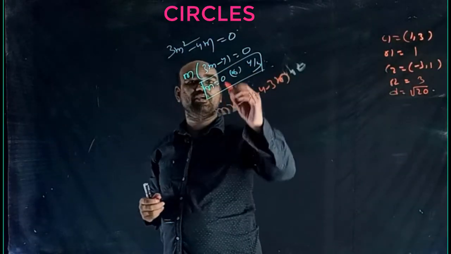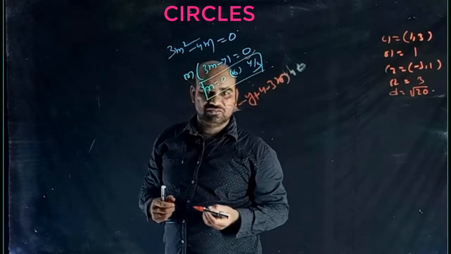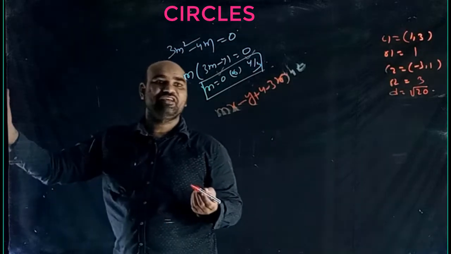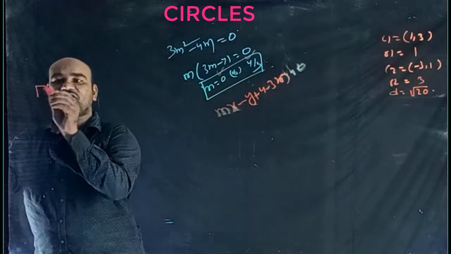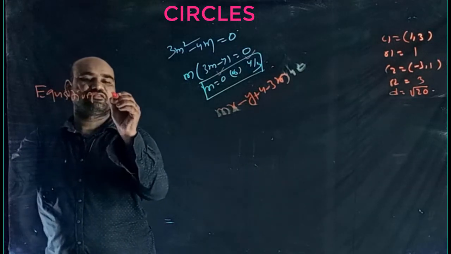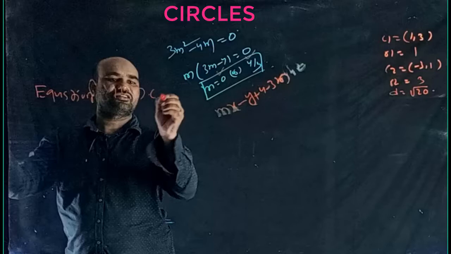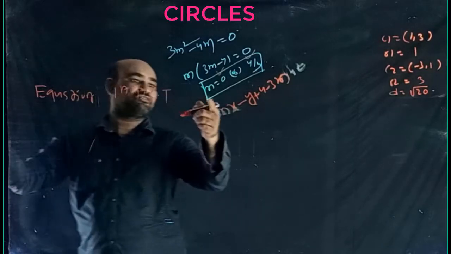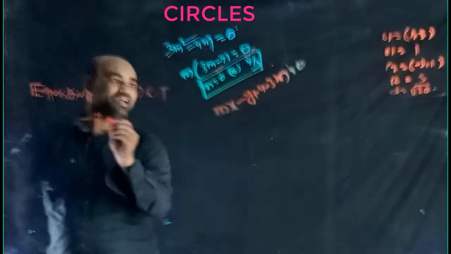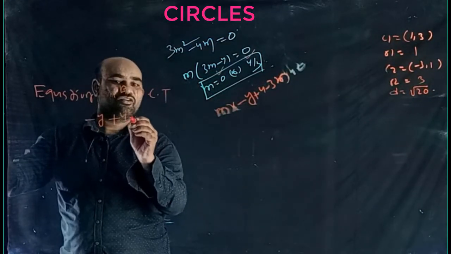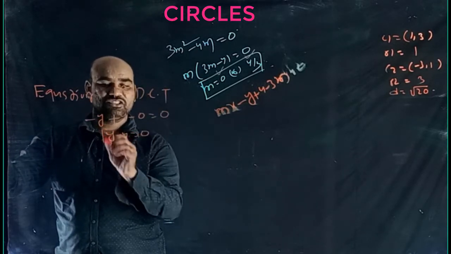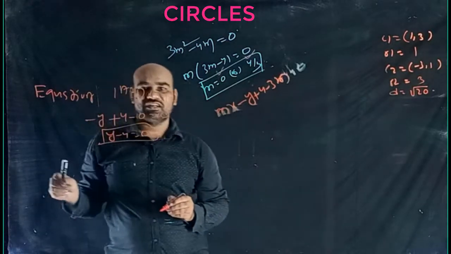Okay students, here we got two m values. By using these two m values, you get two different equations of direct common tangents. So I am finding the equation of the first direct common tangent. Instead of m, I put 0 here. So 0 into x minus y plus 4 minus 3 into 0 equals 0, meaning y minus 4 equals 0. This is one of the equations of the direct common tangent.